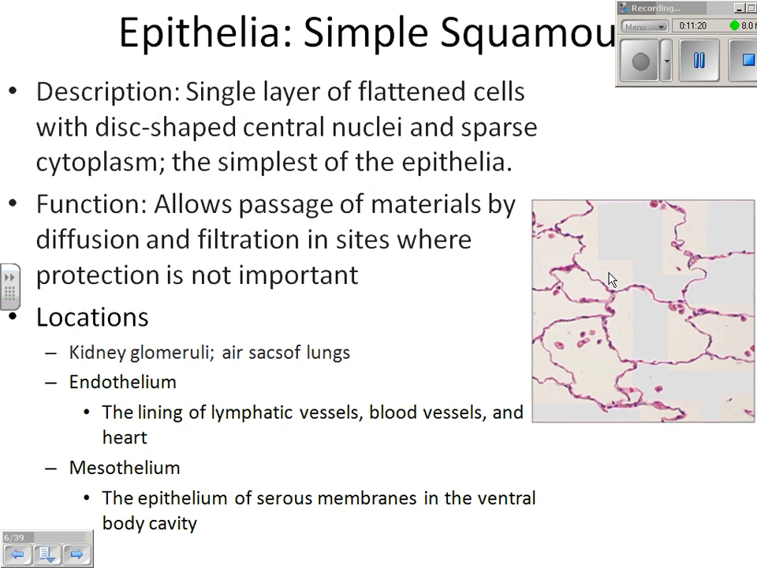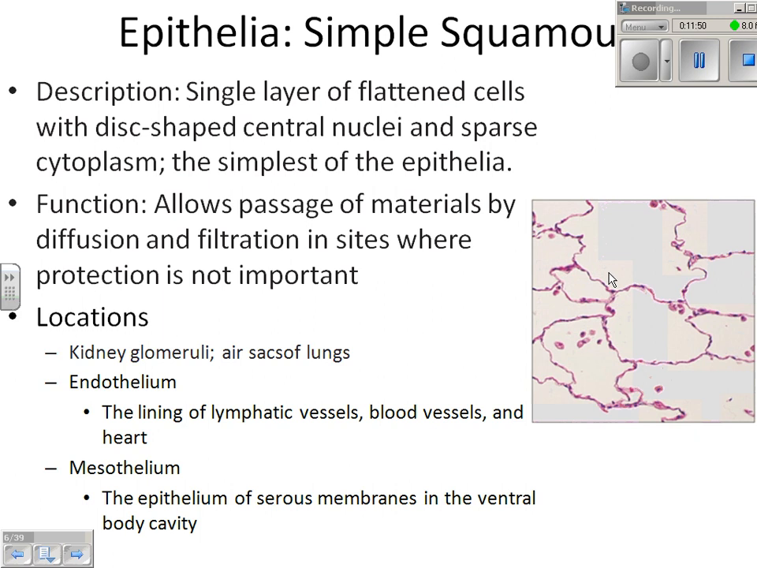So remember, a single layer of simple squamous tissue definitely has to have a lot of filtration, things moving back and forth, because it's going to be a thin layer that allows that to happen. And remember, the junctions between those cells allow for that passage. You'll find it in what we call the endothelium of vessels. When we cover blood vessels, we'll talk about the endothelium, which is always going to be simple squamous tissue. That's because, again, filtration and absorption has to occur.